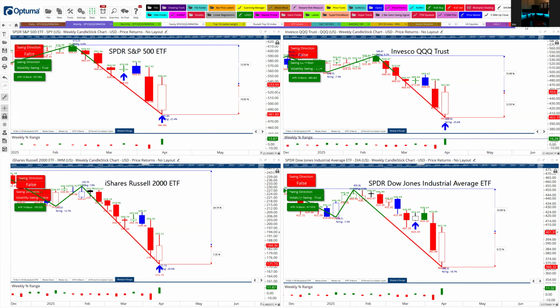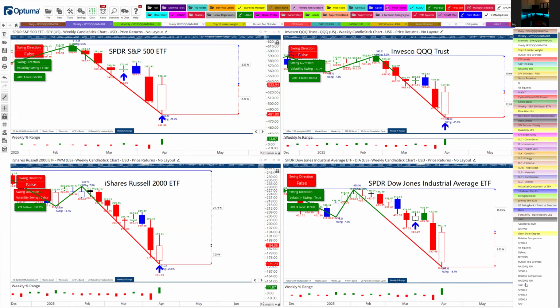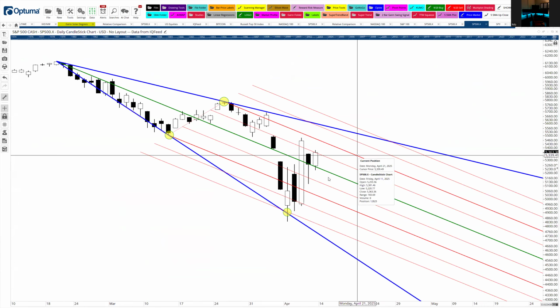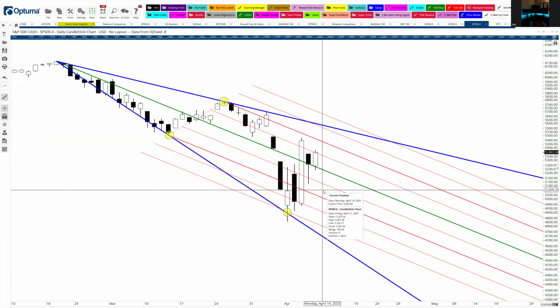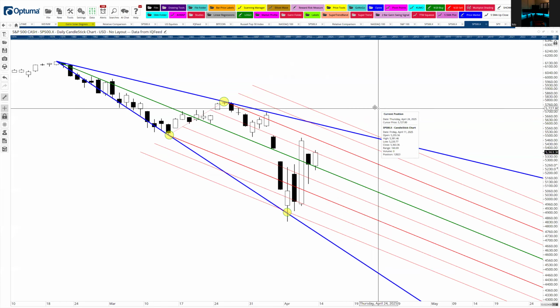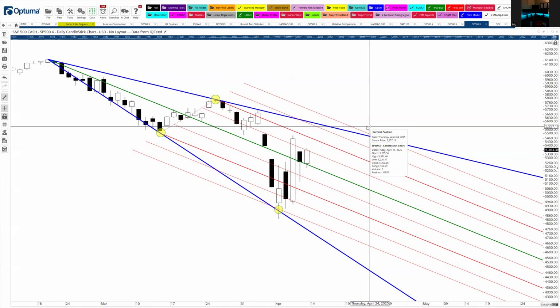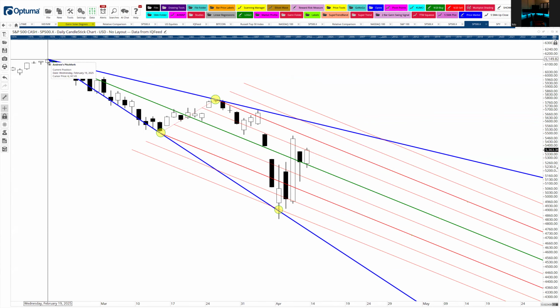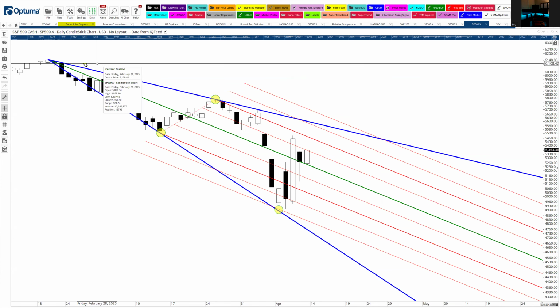I can see it. Okay, let's go back here to this chart. I want to show you this one I was looking at. It's a pitchfork, but it's not a regular pitchfork. It's a very advanced pitchfork. This is the S&P cash index, and this is the all-time high right there.